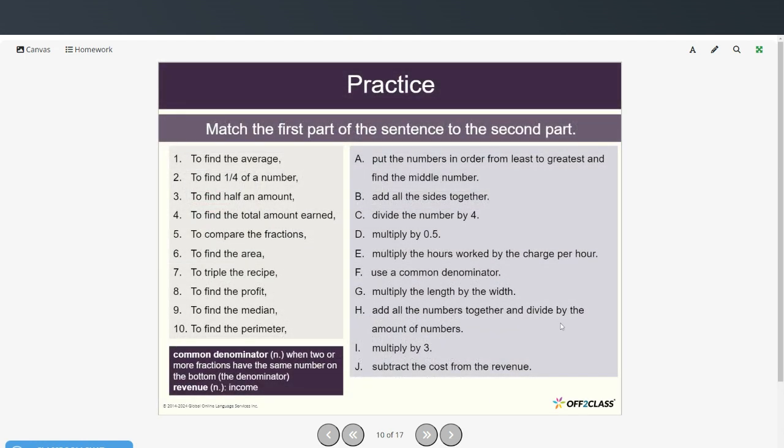All right, so match the first part of the sentence to the second part. We have just a couple of vocabulary words, though, before we do that. Common denominator is a noun, meaning when two or more fractions have the same number on the bottom. The bottom number is known as the denominator. And revenue is income. So go ahead and try these on your own, and then restart when you're ready to check your answers.